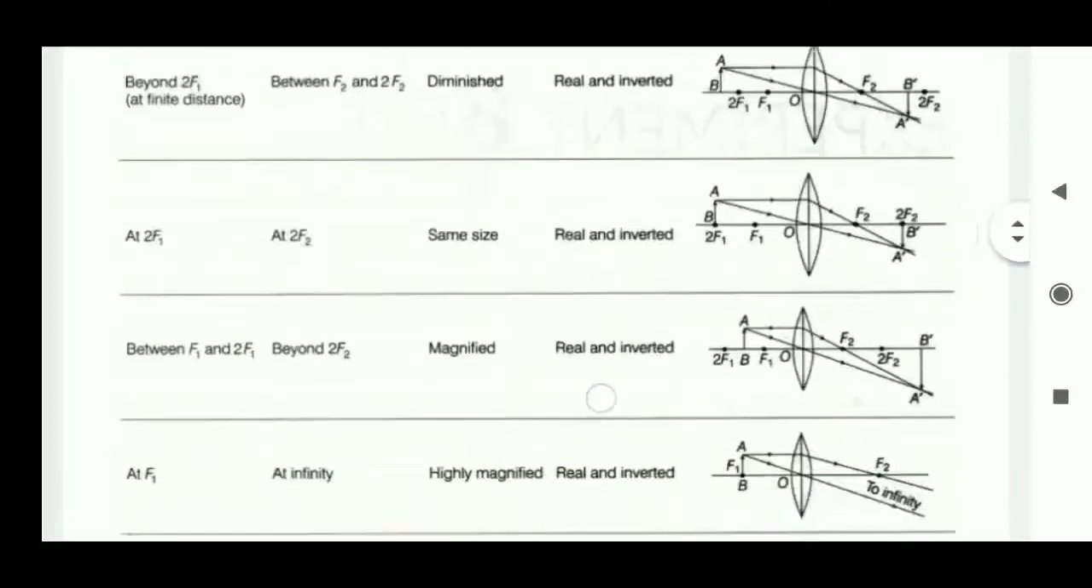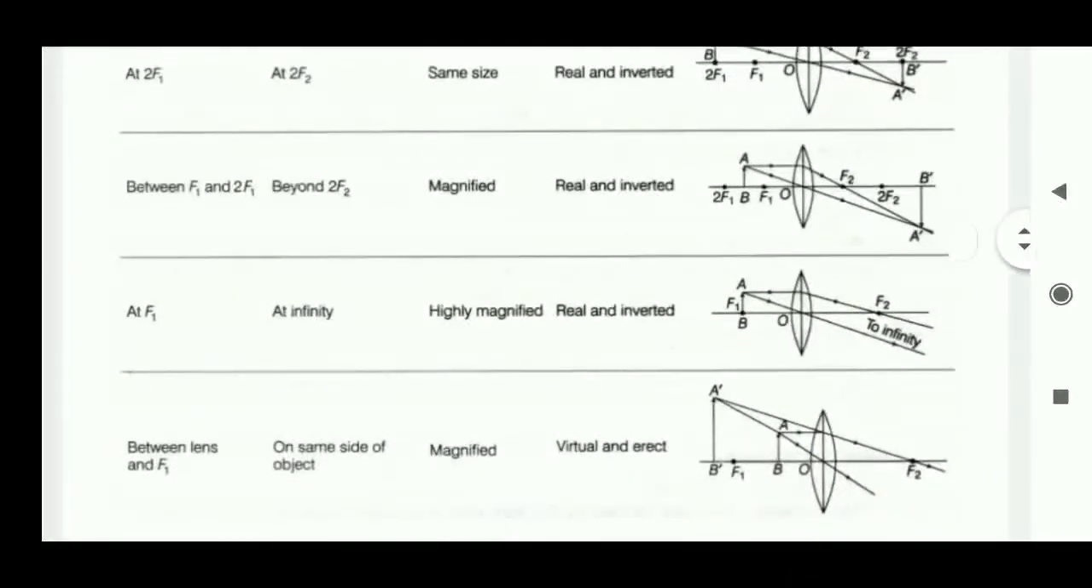Suppose you bring the object near to the focal length. Near to the focal length means, by the principle of reversibility, since infinity means the image forms at f. Now the object is at f, so the image forms at infinity. Highly magnified, real and inverted.